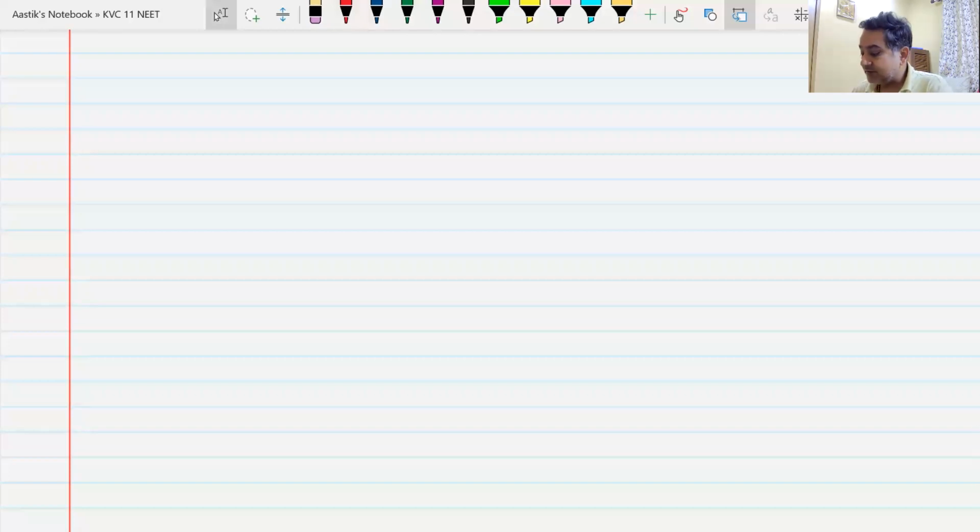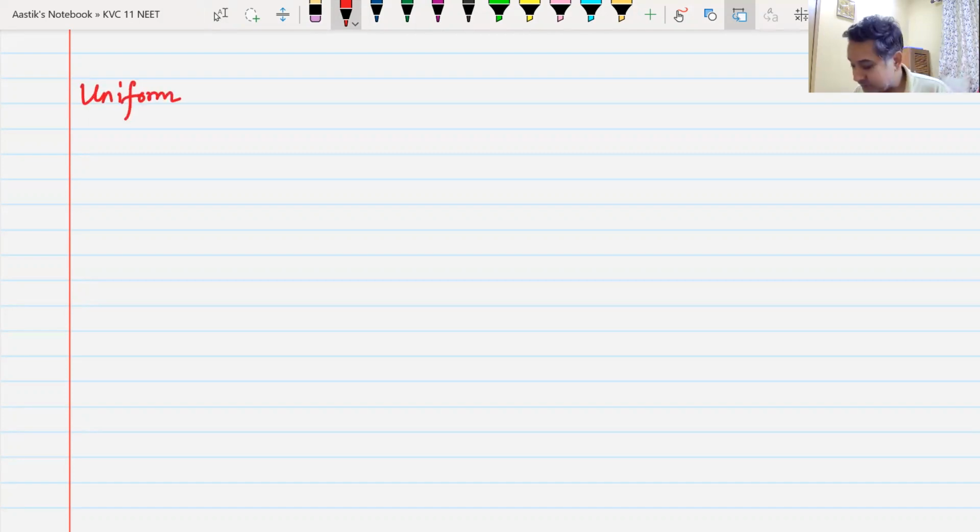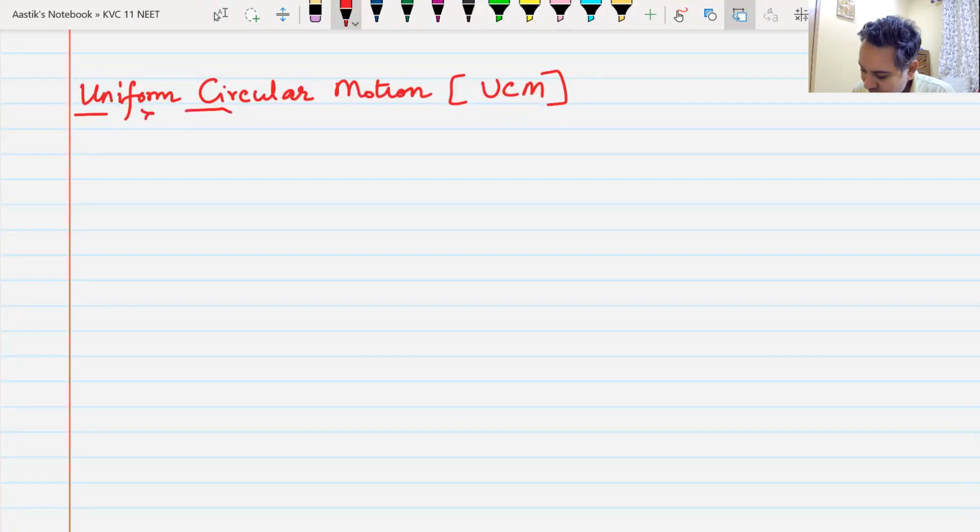The next term is known as uniform. There it was uniform motion, where velocity remains constant. Here it is uniform circular motion, which we call UCM.